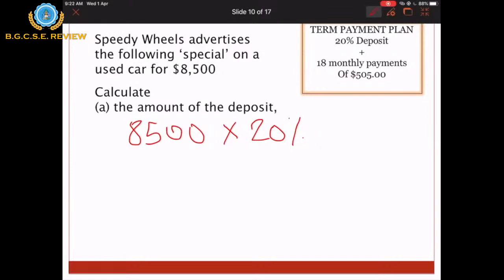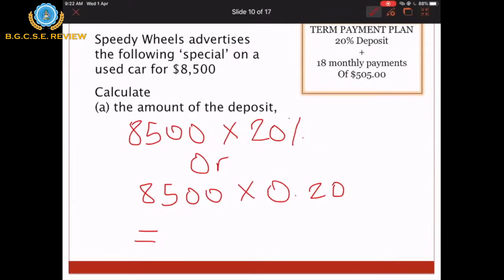You can also rewrite it as a decimal. You can rewrite 20% as a decimal. So I'm going to put 8,500. And I know to turn it into a decimal, I just divide by 100. So 8,500 times 0.20. And these two mean the same thing. 20% written as a decimal becomes 0.20. Once I put that into my calculator, my deposit price is $1,700.